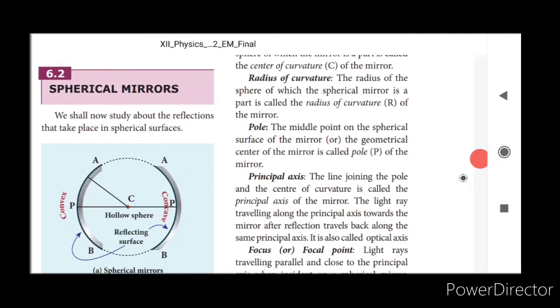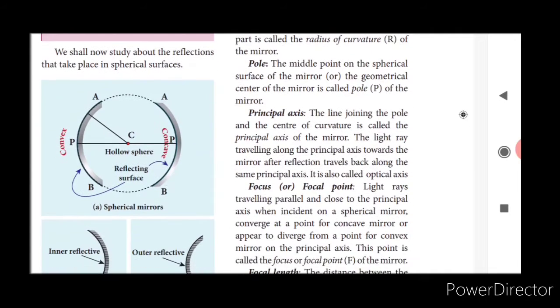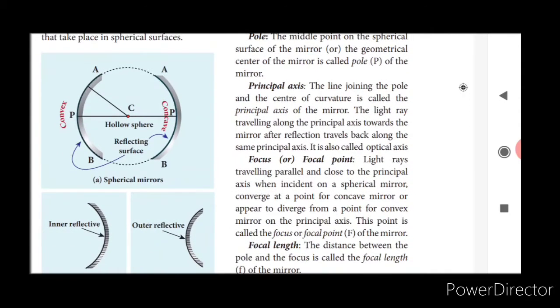The radius of curvature or center of curvature. The center of curvature of the sphere of which the mirror is a part is called the center of curvature of the mirror. The radius of the sphere of which the spherical mirror is a part is called the radius of curvature of the mirror. Pole, what is meant by pole?